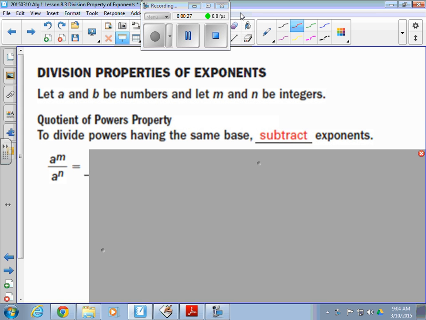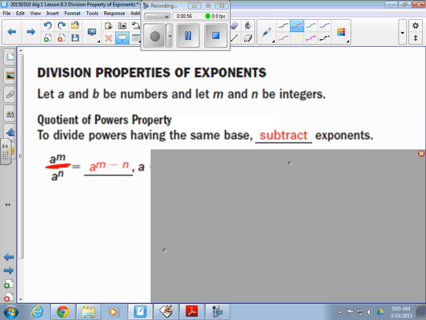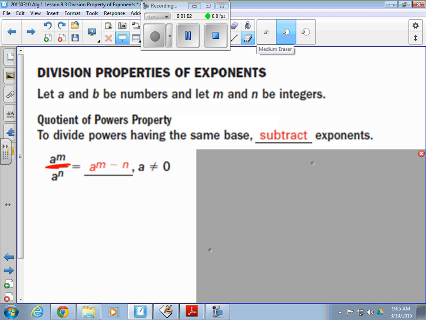Let A and B be numbers and M and N be integers. So we're not talking about fractions. Quotient of powers property says to divide powers having the same base, subtract the exponents. Remember when we did multiplying the same base, you added the exponents. This is division of the same base. You're going to subtract the exponents. So you have A to the M divided by A to the N. So you do A to the M minus N, where A can't be equal to 0. All that is, when you divide the same base, you subtract M and N.